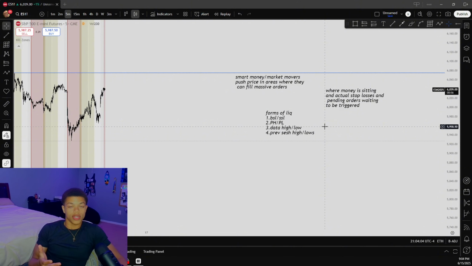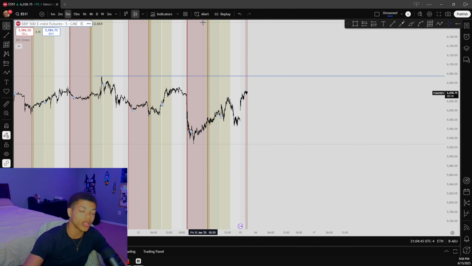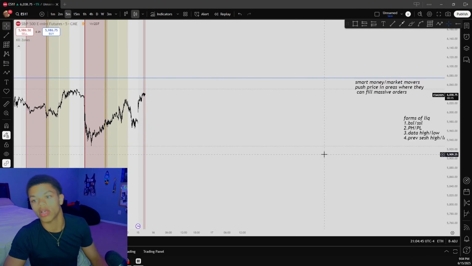Next, forms of liquidity. We have our buy side, where we have our relative highs. Buy side is relative highs only, sell side is relative lows. And then next, we have our previous highs, previous lows, or prominent highs, prominent lows, whichever suits you. I like saying previous highs, previous lows, or PHPL. Simple as that. And then data highs, data lows, where we have news, and then we make a high or low from that news, and then we target it. Lastly, previous session highs and lows, where we go to our previous session, mark out highs and lows, and target that. Call it a day. So yeah, that is all for liquidity.